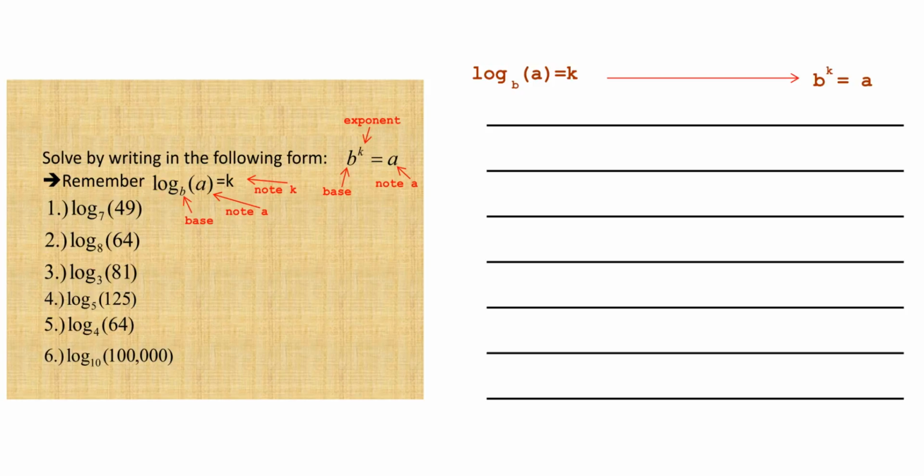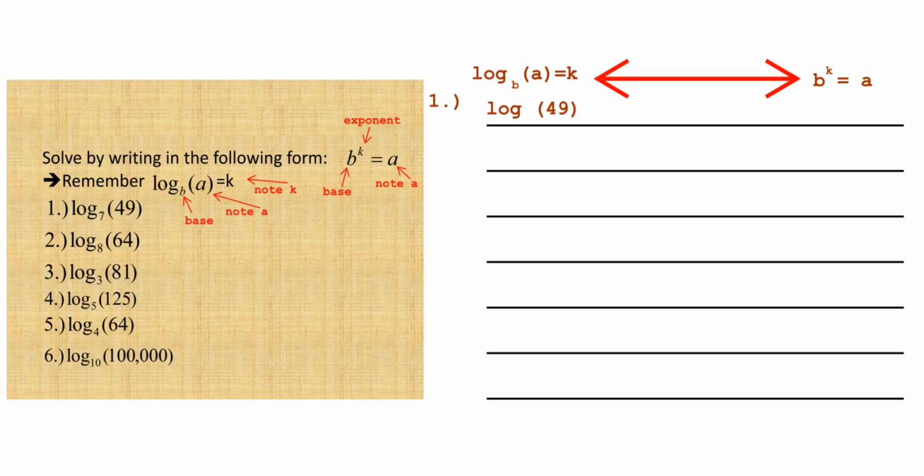Let's realize that you can go from log base b of a equals k and convert it into b to the k equals a, so from logarithmic to exponential. And likewise, you can go in reverse order as well. You can go from exponential, b to the k equals a, and convert it into log base b of a equals k. So once again, they're reversible. You can work back and forth between them. Be aware of that. It'll make your life a lot easier.